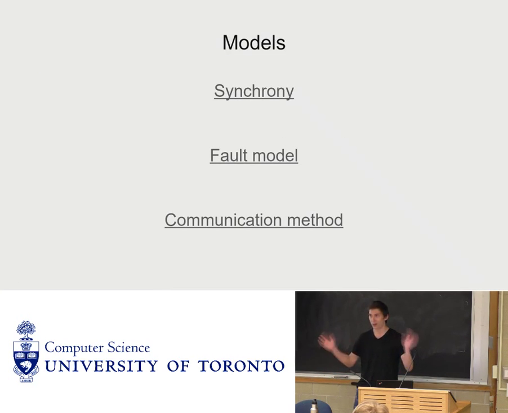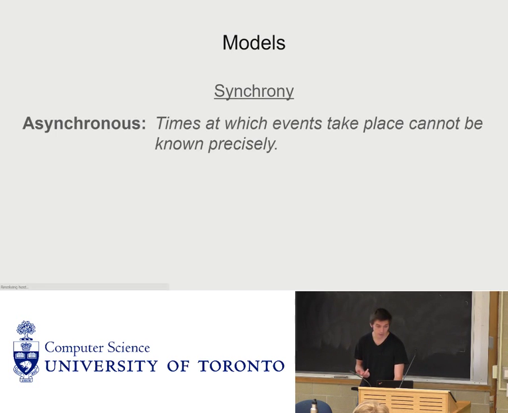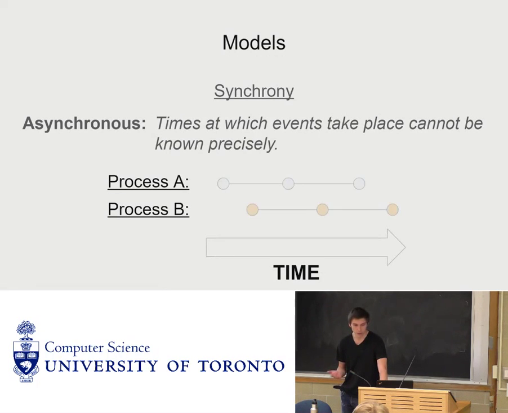So that's actually a pretty big definition, so we need to talk about specific assumptions like synchrony, fault model, and communication methods. When I say that I'm going to be talking about asynchronous methods of communication, I mean that the times at which these events take place can't be known precisely. So in particular, you don't really know how long or short a time you have to wait for the next event to take place. So when you're proving a distributed algorithm is correct, you need to consider all the different ways that these executions of programs can get interleaved.